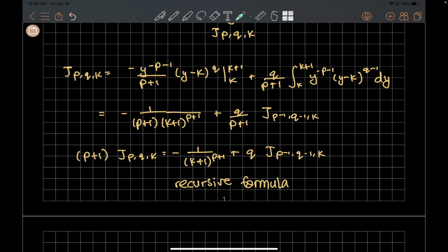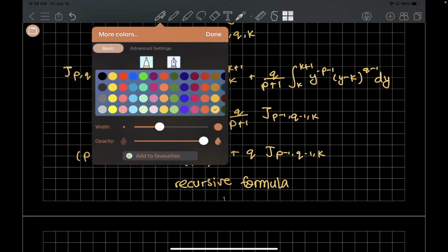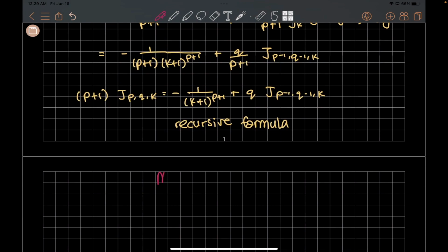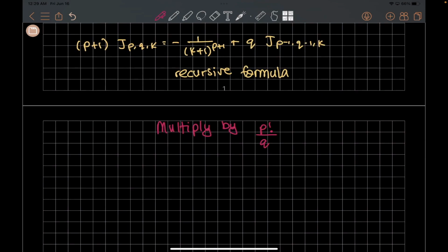One really smart way of doing that is multiplying by p factorial and q factorial. That will introduce as a product those other terms that are between p plus 1 and q. So let me just write that down. What I want to do is multiply by p factorial over q factorial.